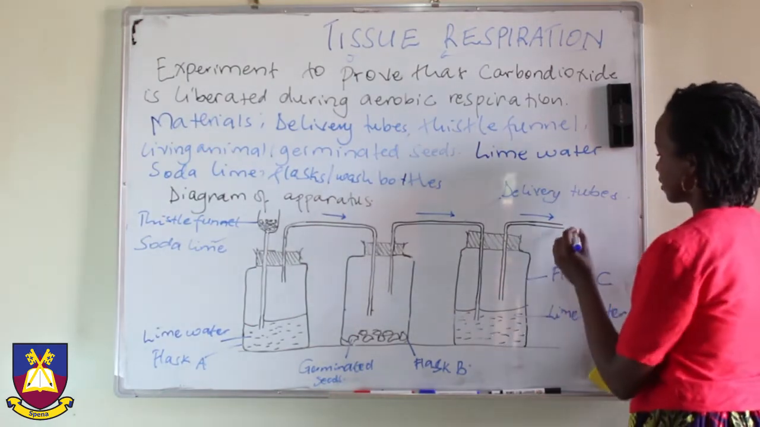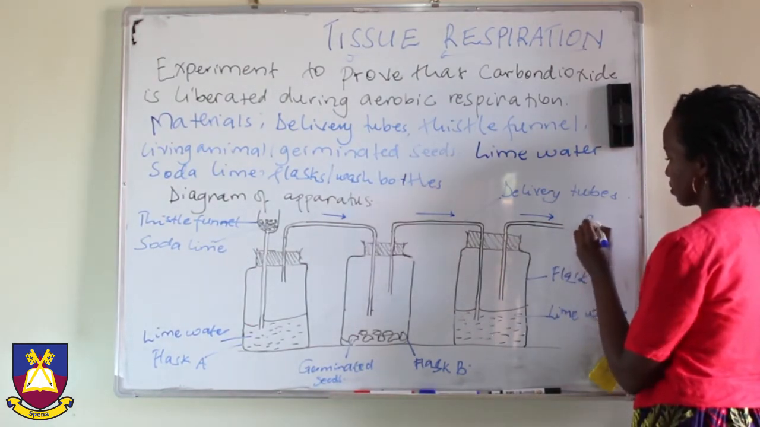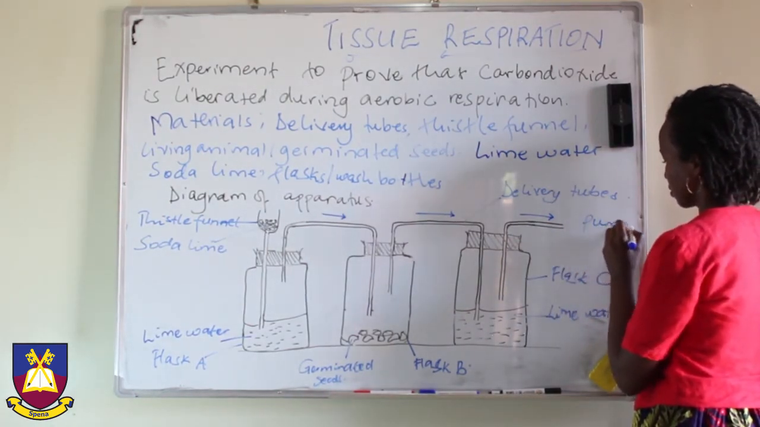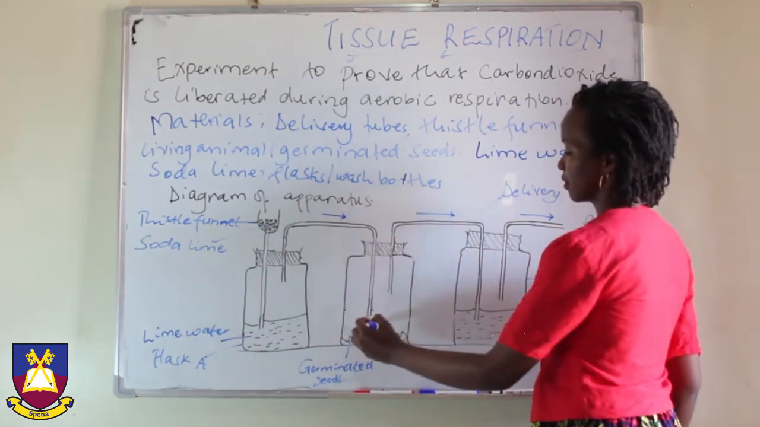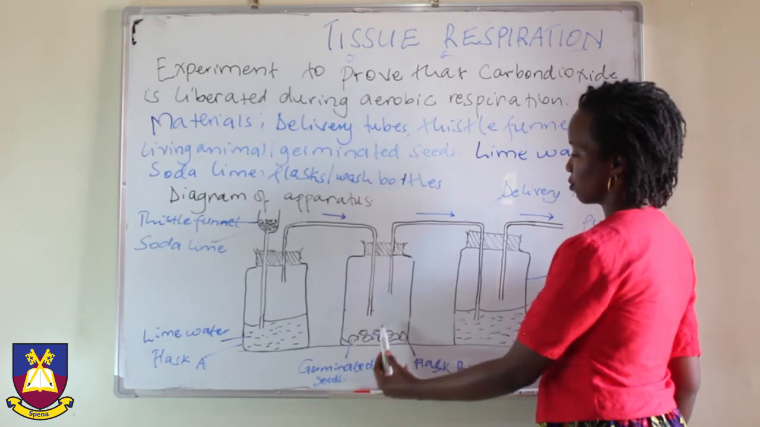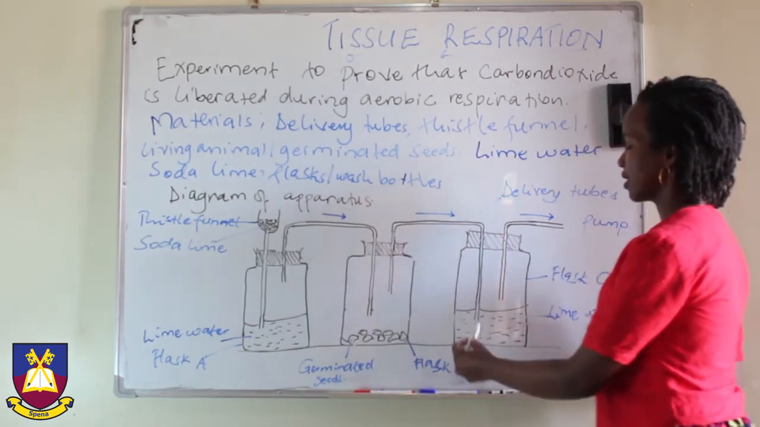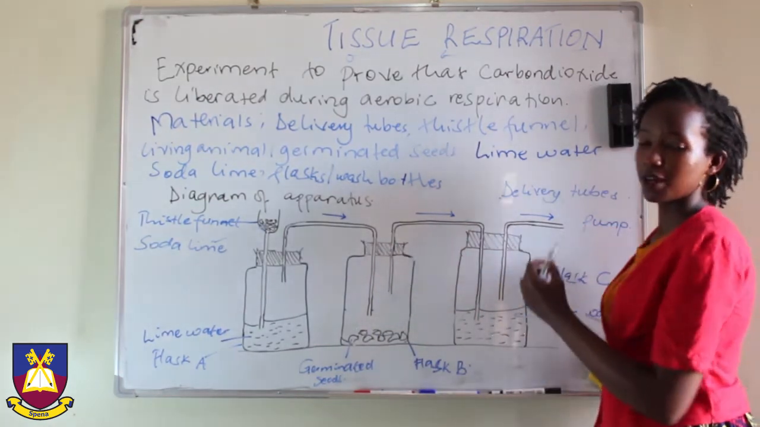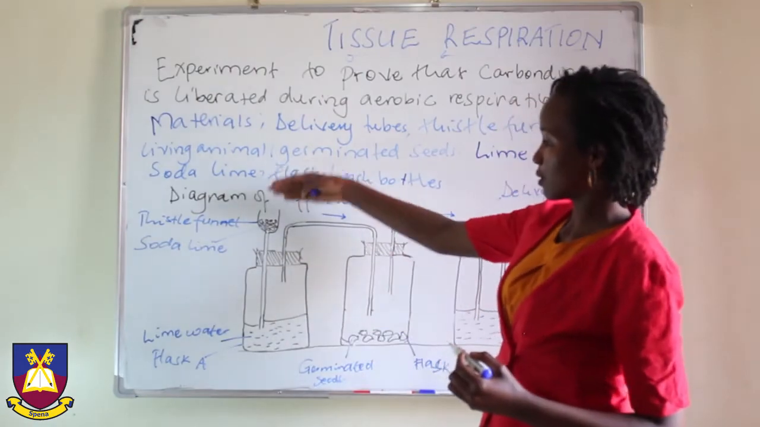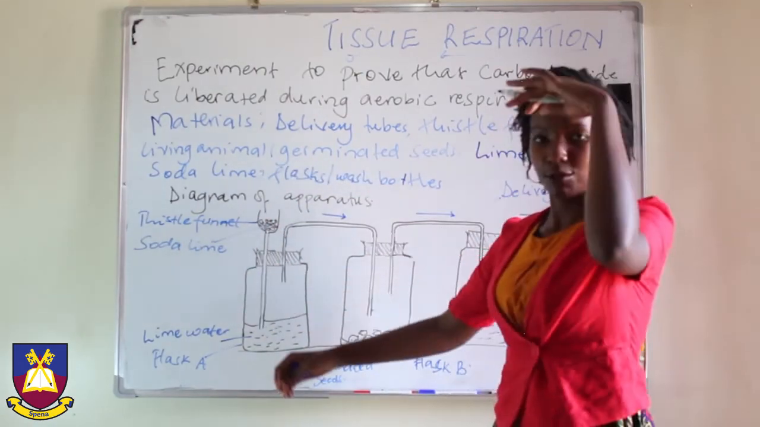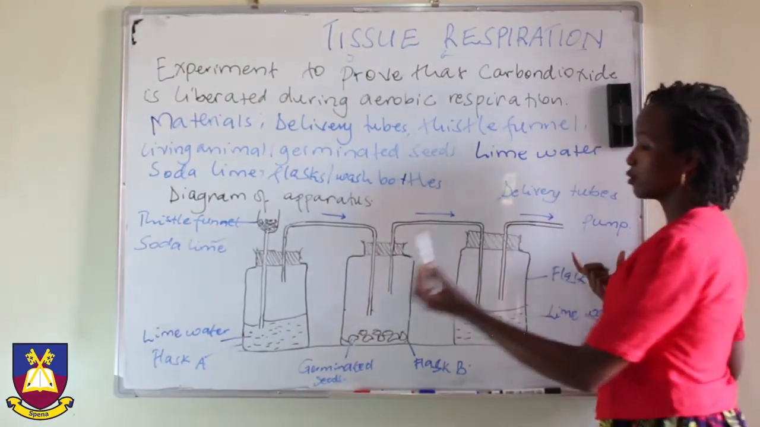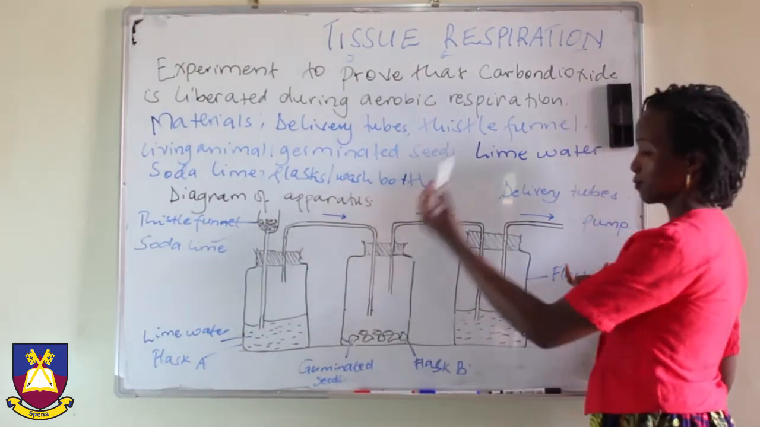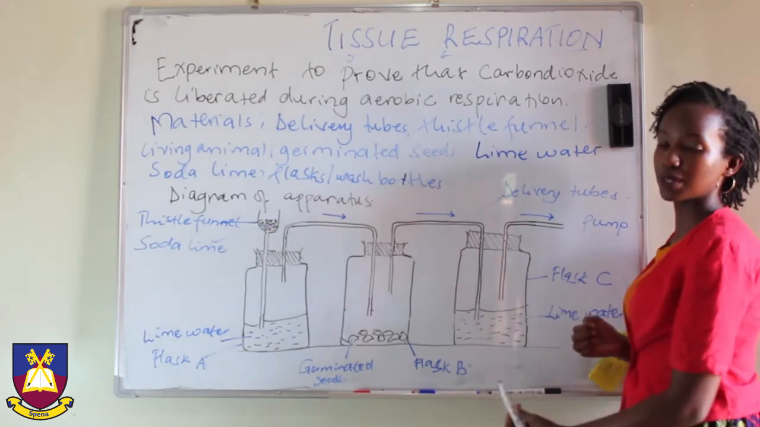And then this is a pump. Now this pump ensures that the air that comes to this flask also finds its way up, and then to this flask and finds its way up, because there is no pressure this side that could push the air, so we create a pump this side to cause the air to move from flask A to B to C.